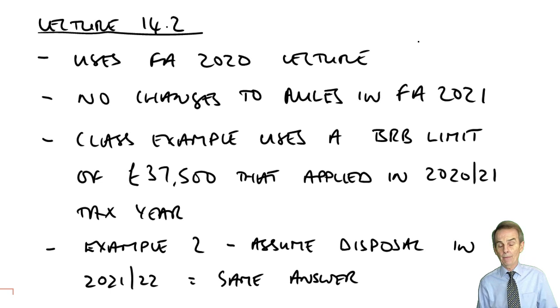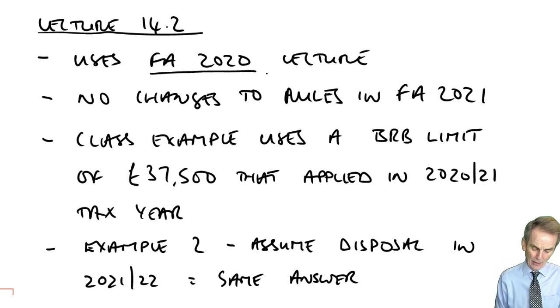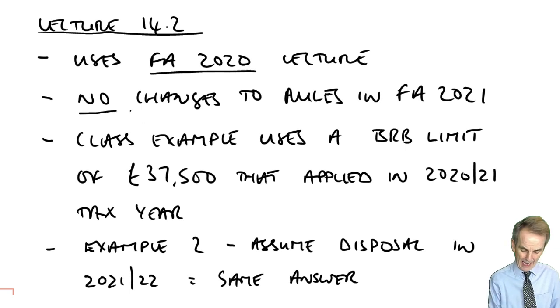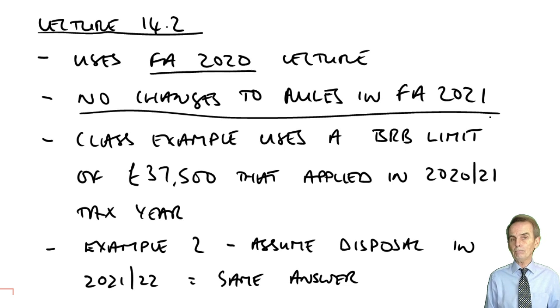When you move to Lecture 14.2, we'll finish off the Business Asset Disposal Relief, and as I said, there are no changes in terms of the rules that apply to it. We'll also get introduced to a further relief, Investors' Relief, and deal with it, and that too has no changes so far as the rules are concerned. In Lecture 14.2, which uses the Finance Act 2020 lecture, there are again no changes to the rules in Finance Act 2021 by comparison to what we had in FA 2020.